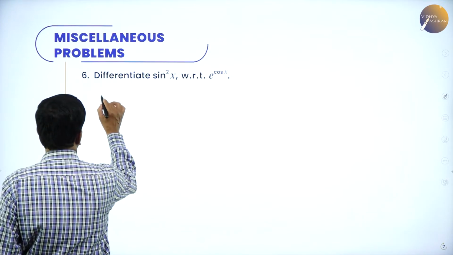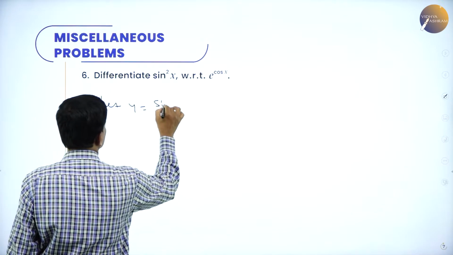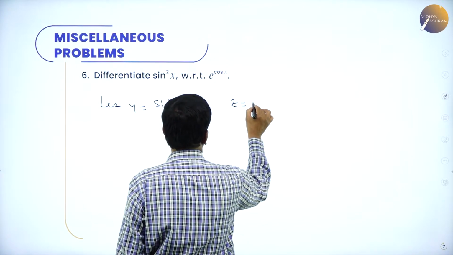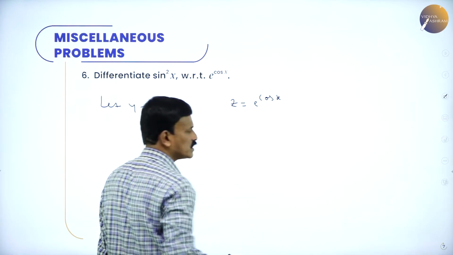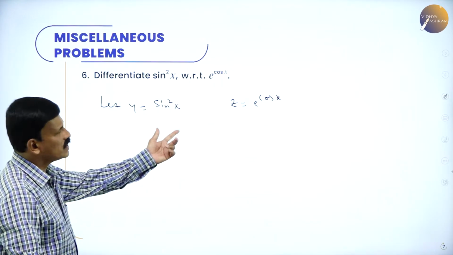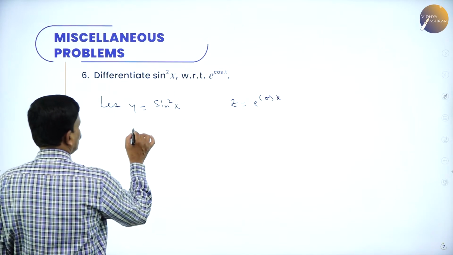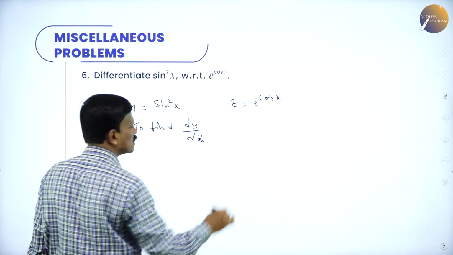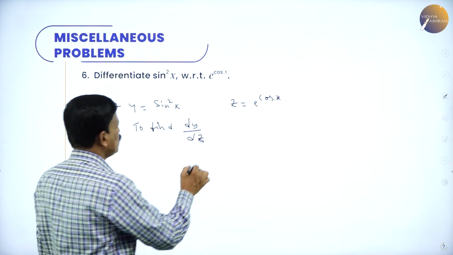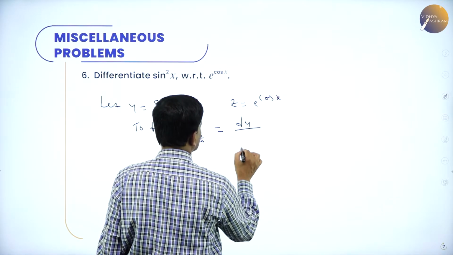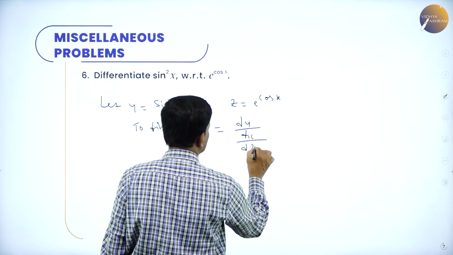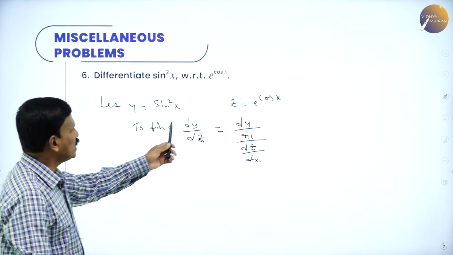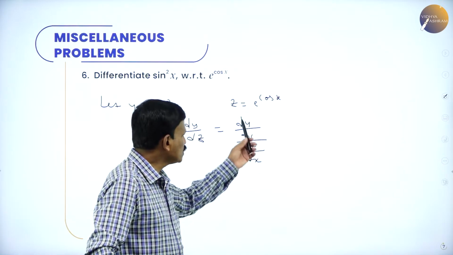Now here let us consider, let y is equal to sin square x and call z is equal to e to the power of cos x, two functions. So y is a function of x, z is also a function of x here. Now what is to find? To find dy by dz, that's all. What is dy by dz? dy by dz is dy by dx divided by dz by dx. That means just differentiate this with respect to x, again differentiate this with respect to x and substitute in this equation.